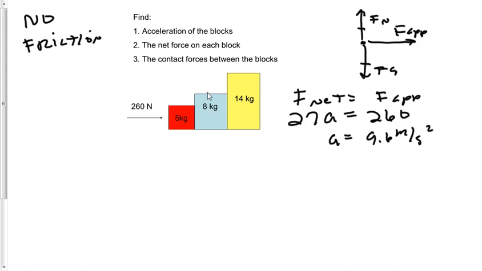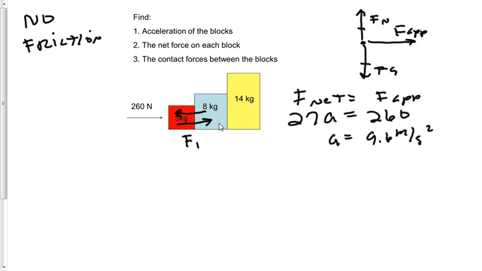Now, let's see, what about the contact forces between each of the blocks? Well, the 260 Newton force, of course, pushes on the 5 kilogram block, and the 5 kilogram block pushes right back. What would happen between the blocks, though? The 5 kilogram block will push on the 8 kilogram block, and then the 8 kilogram block will push right back. Let's call those contact forces force 1. A good example of Newton's first law, second law, and third law for this question. This being Newton's third law, for every action there's an equal and opposite reaction.